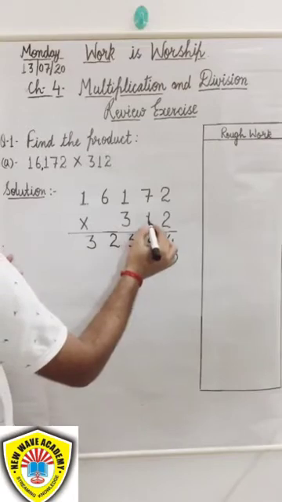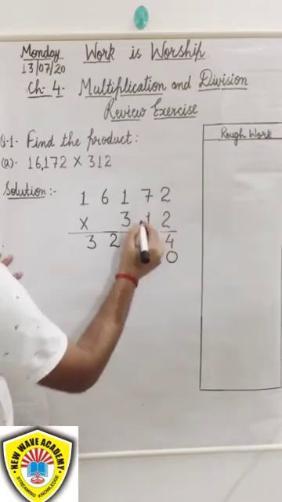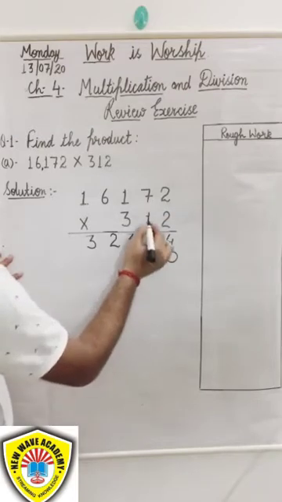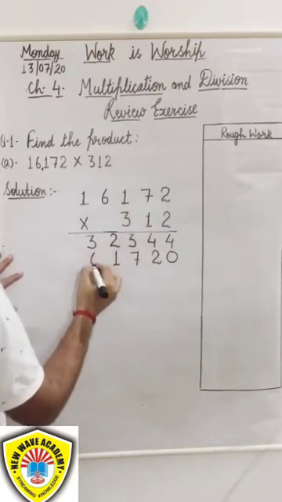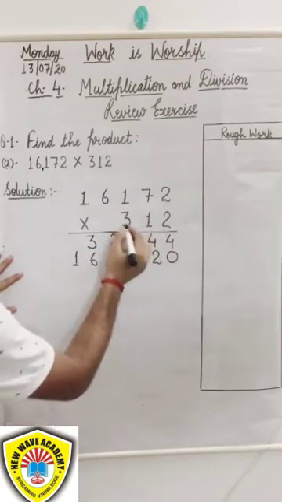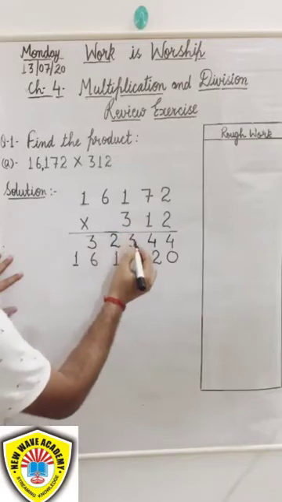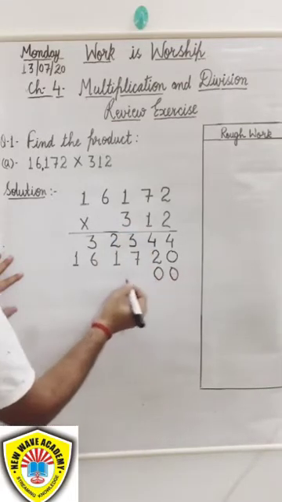Now start. 1 2s are 2, 1 7s are 7, 1 1s are 1, 1 6s are 6, and 1 1s are 1. Now come to the next digit, which is on the 100 place. So we will start from the 100 place. So first of all we will put 2 zeros right here.